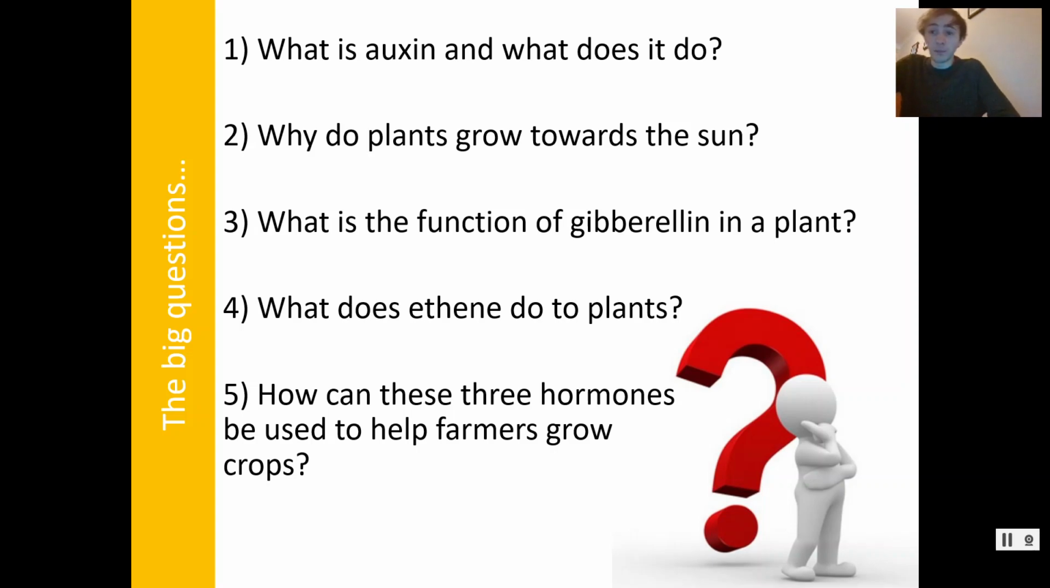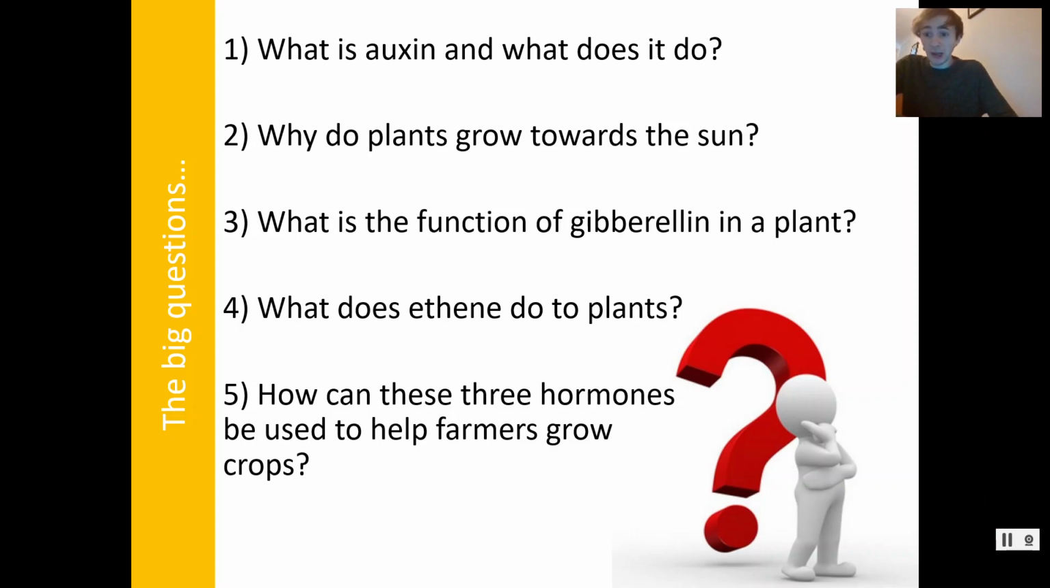Right, so what is auxin and what does it do? Auxin is a plant hormone and it causes cell elongation, cell growth in plants, meaning that they will eventually bend towards the sun is the main way we use it. Why do plants grow towards the sun? Because auxin is broken down by sunlight so that the dark side of the plant gets more auxin and grows more, and therefore the plant bends towards the sun.